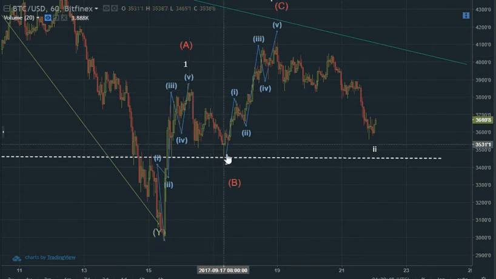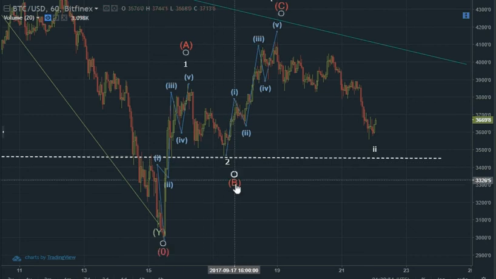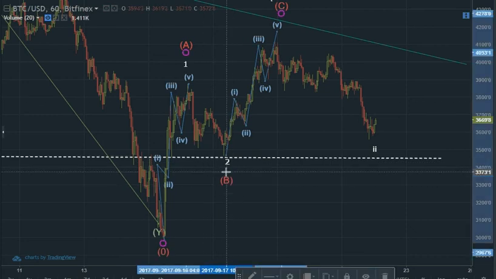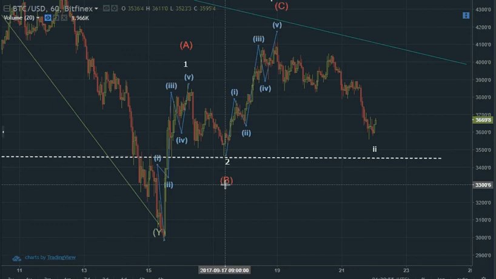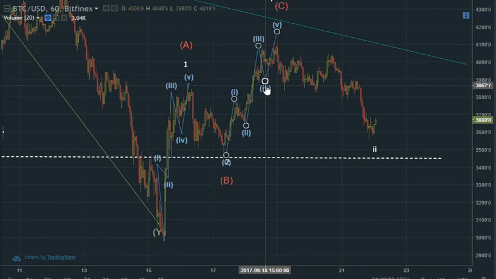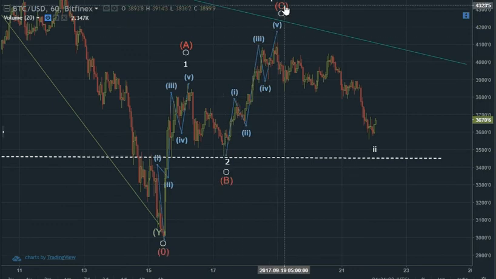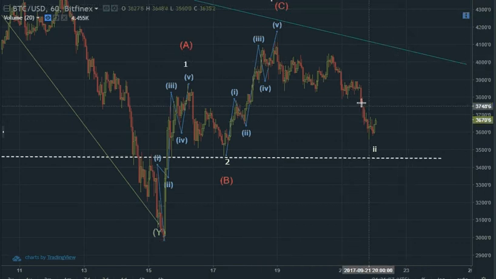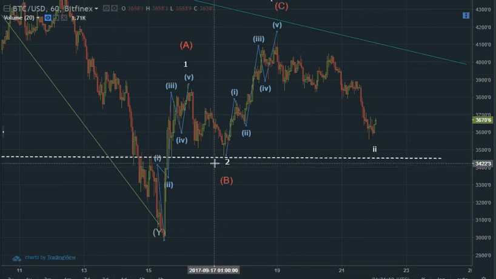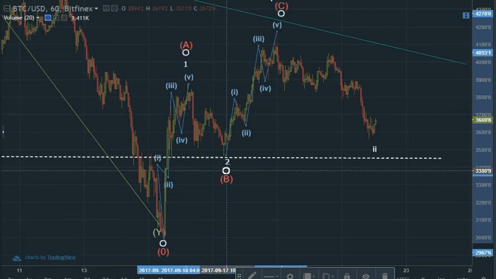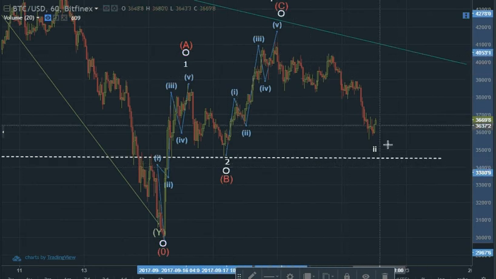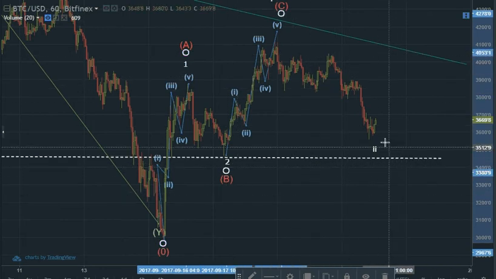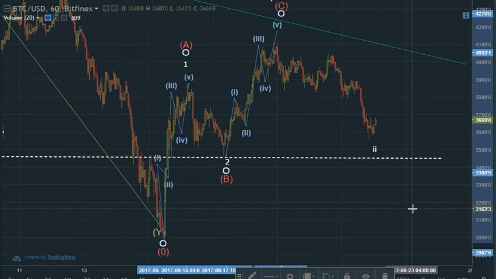Very apparent ABC, 3 wave-ish B, and then impulse 1, 2, 3, 4, 5 to make up the subwaves of C. And if price goes below the bottom of B here, then that's the line in the sand for me to go truly bearish.